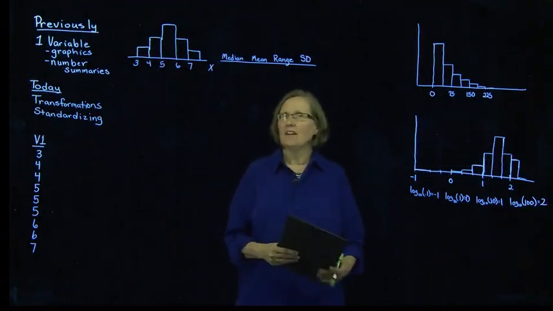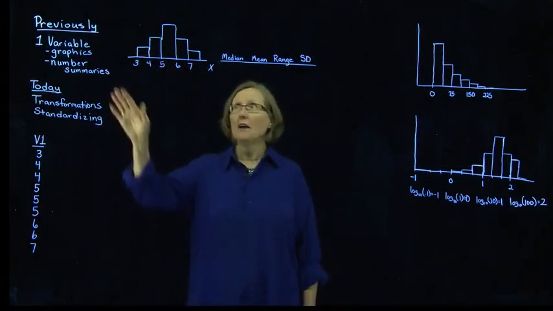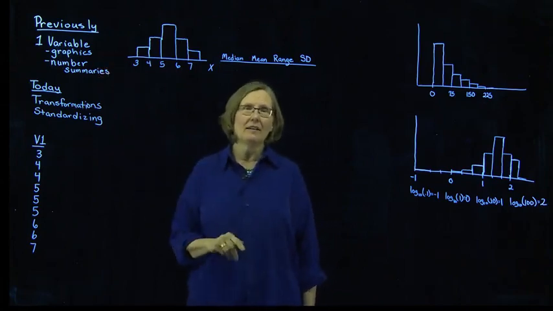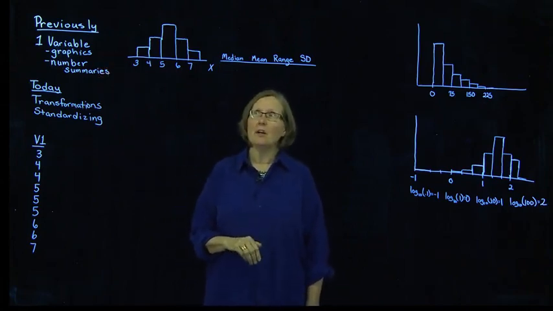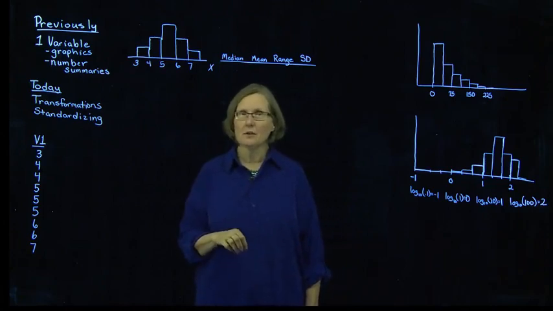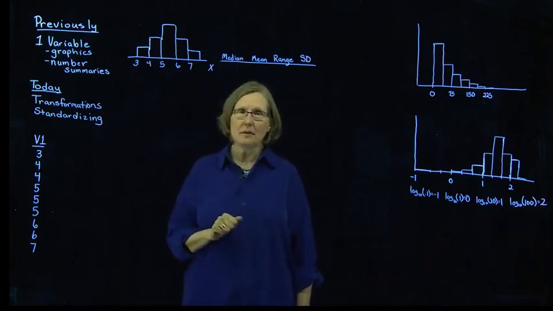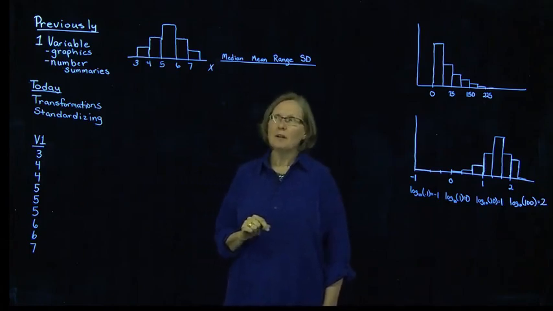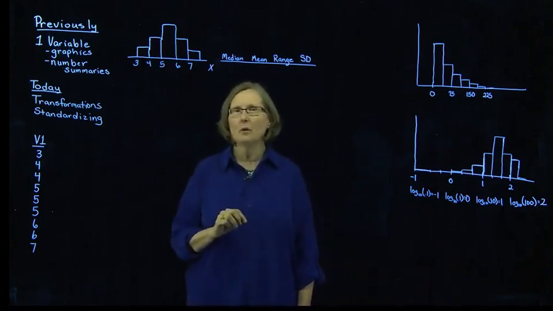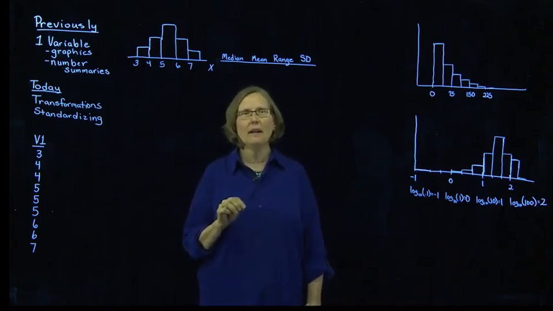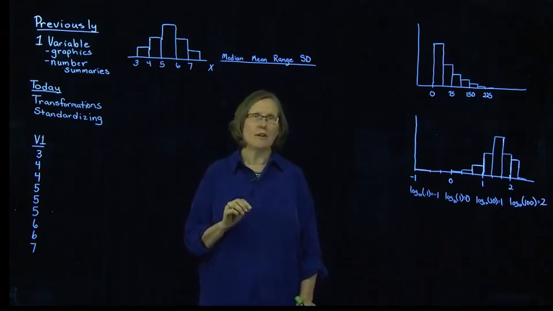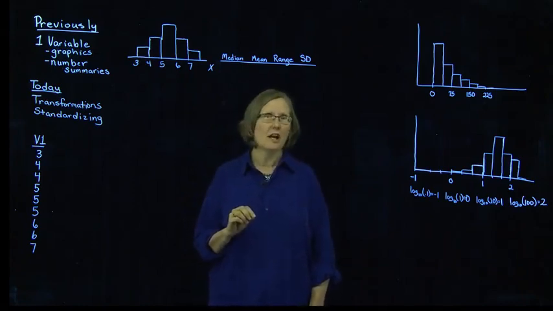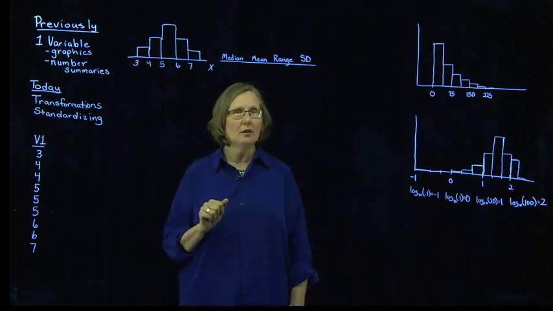In our previous videos, we've been focusing on how to describe the distribution of a single variable at a time using graphics, primarily histograms and box plots, and number summaries for center and spread. Today, I'm going to be looking at what happens when we apply arithmetic or mathematical operations to those variables, and how that changes the distribution in terms of its center, spread, and shape.